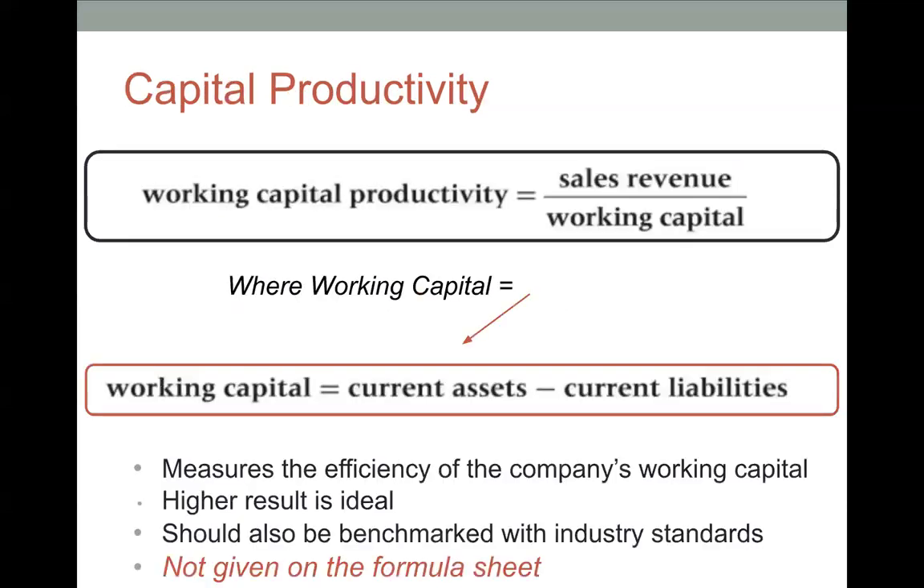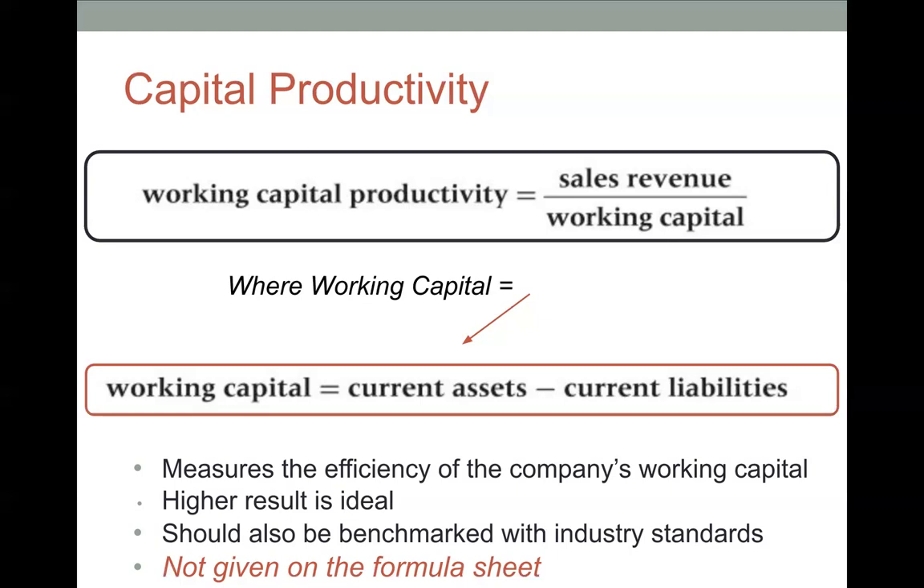All right, capital productivity. Capital productivity is also known as working capital productivity. Working capital is something you are going to want to always know. Working capital is calculated as current assets minus current liabilities. We typically don't just give you current assets and current liabilities. Please jot those down right now in your notes from memory. What you can remember, what are our three current assets that we use on our balance sheet? What are our three current liabilities?